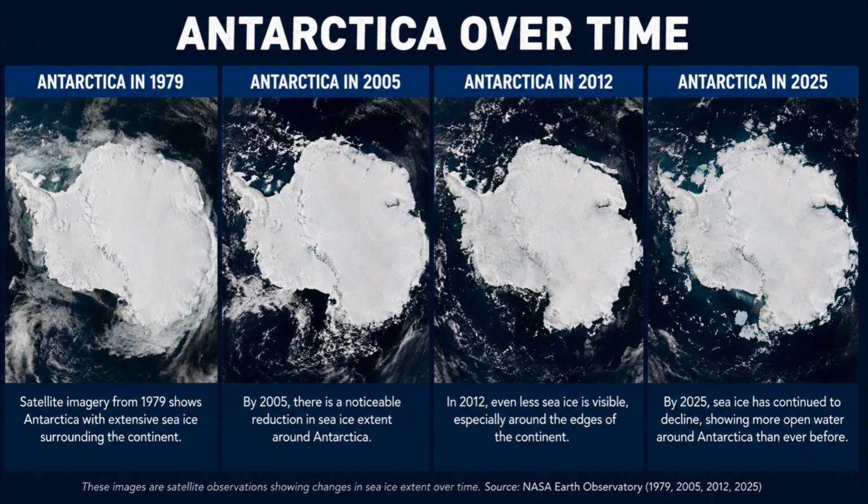This image shows how Antarctica's sea ice has changed over time. As you look from 1979 to 2025, you can clearly see that the amount of ice around Antarctica becomes smaller and smaller. This happens because the Earth is getting warmer, which is called global warming. Warmer temperatures cause ice to melt faster, leading to more open water around the continent.